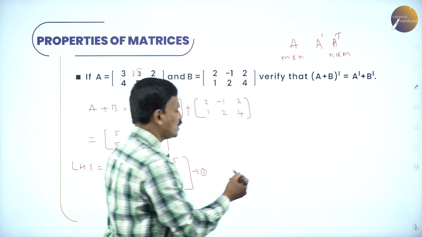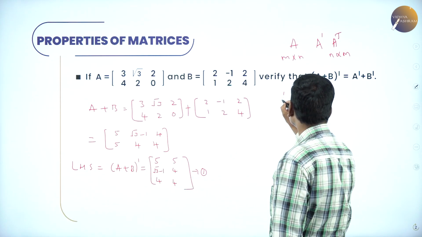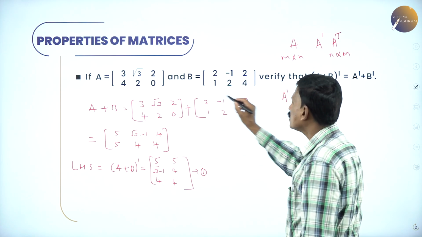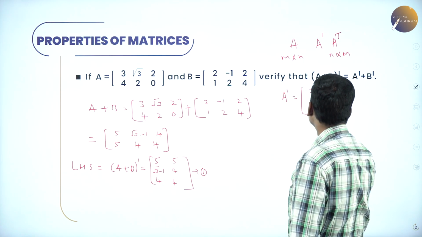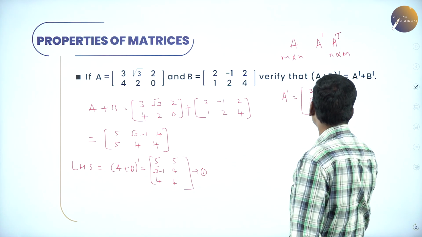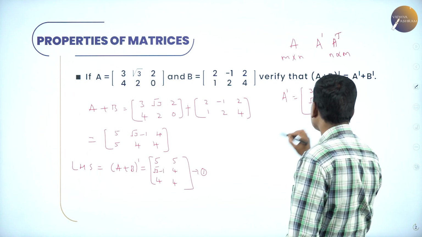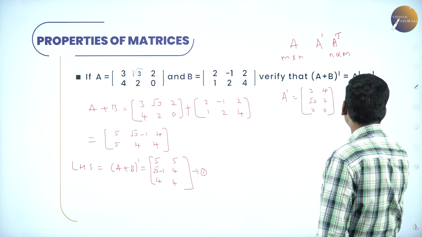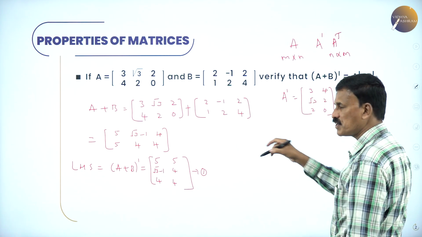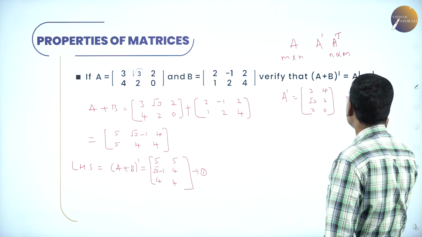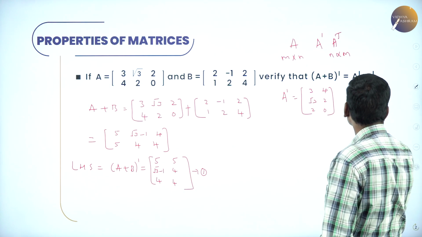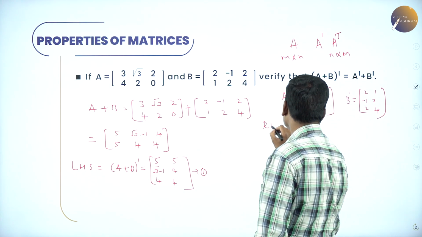Now, right hand side, on the other hand, find out A dash. A dash, the transpose of A. So, the transpose of A is 3, root 3 and 2. First row becomes first column and second row 4, 2 and 0. This is A dash. Now, coming to B dash, it is equal to the transpose of this matrix. First row becomes first column: 2, minus 1 and 2, and second row 1, 2 and 4. Now RHS, let us take RHS.